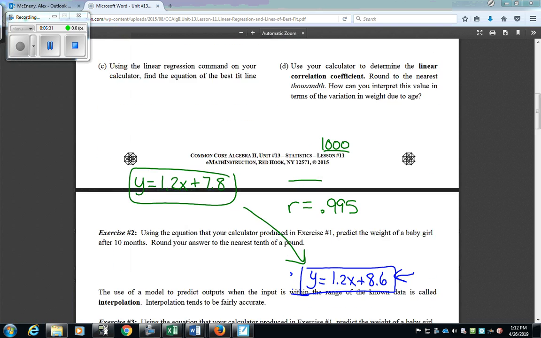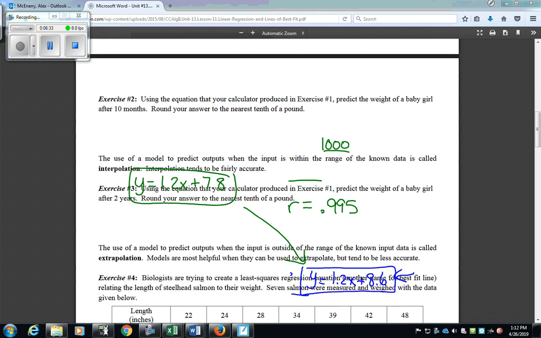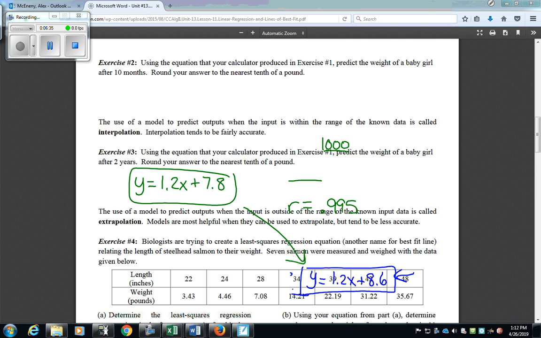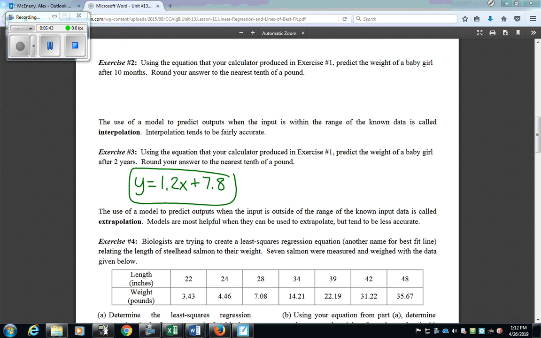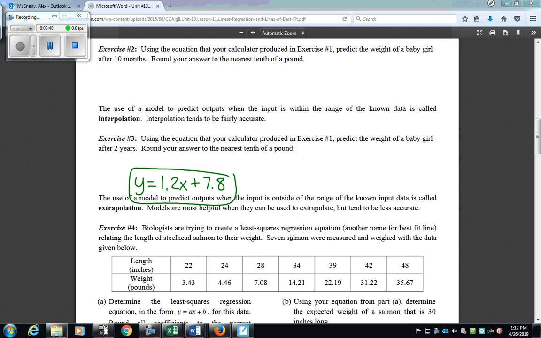Now we're going to move on to another example, and we're actually going to use the equations that we just found for exercises 2 and 3, and we're going to use the one that we did in the calculator. So I'm going to erase the first one. We're going to use the 1.2x plus 7.8. The goal with exercises 2 and 3 are just to help us make predictions based on this model. Sometimes they refer to the equation as a model because that model is based on the data that was given to us.